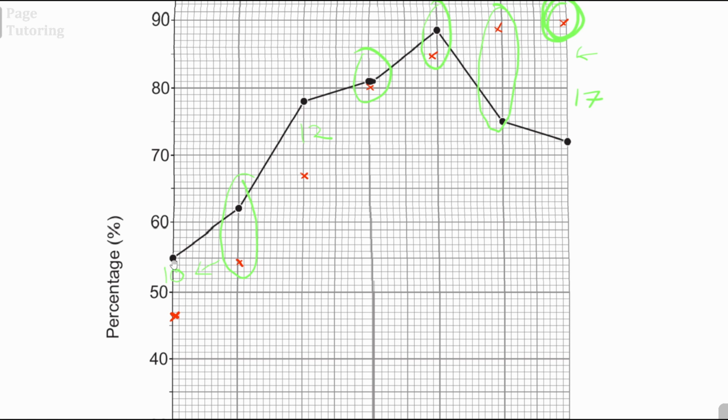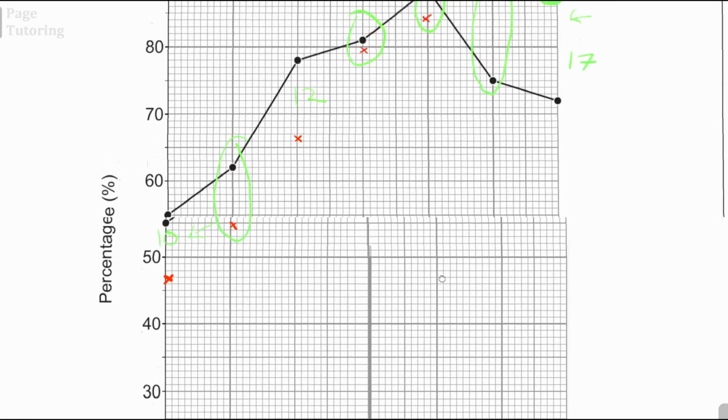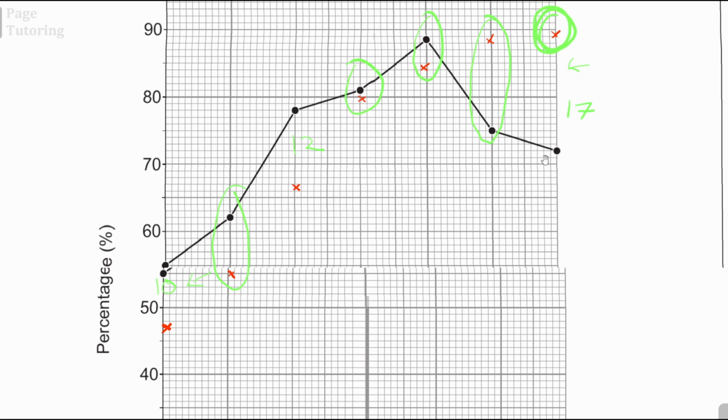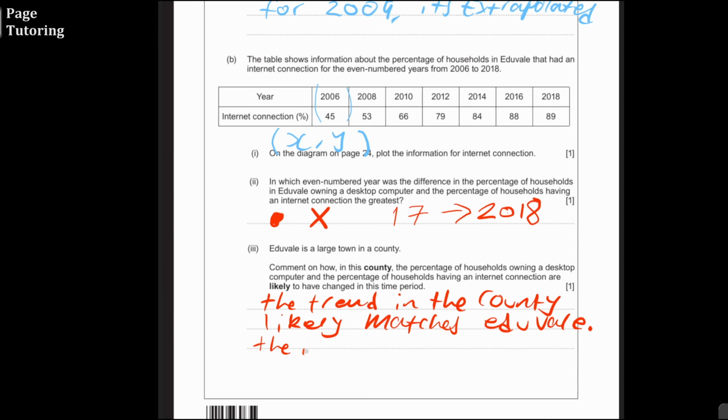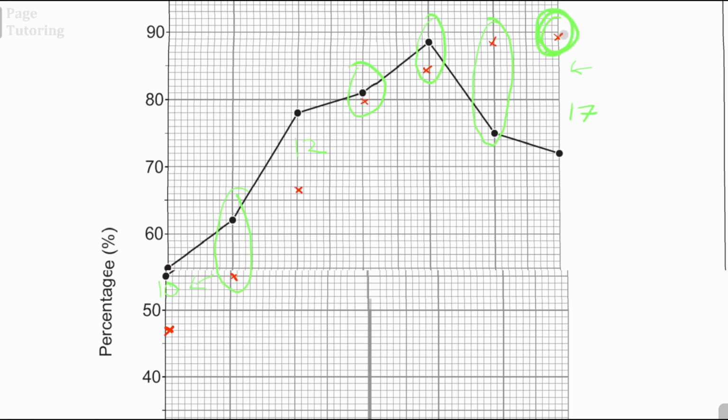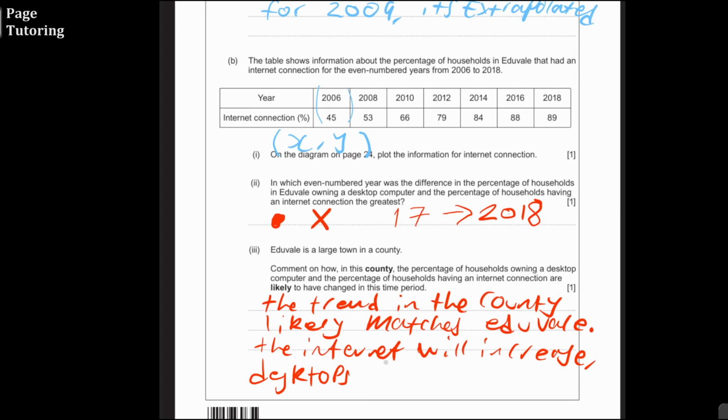Whereas for desktop ownership, shown by this black line, it increased to a point. What year is that? So it peaked in 2014, and then it's going down. So it's asking us to extrapolate, to guess what the trend is going to be beyond the years that we have. Well, for the internet, it's increasing, and as far as we can tell, it's just going to keep increasing. So we can put the internet will increase, and the desktops were increasing to 2014, but after that they were decreasing. So we can guess desktops decrease.